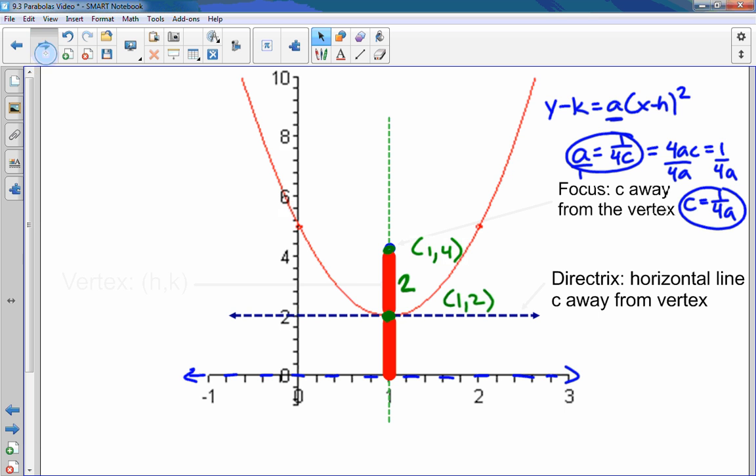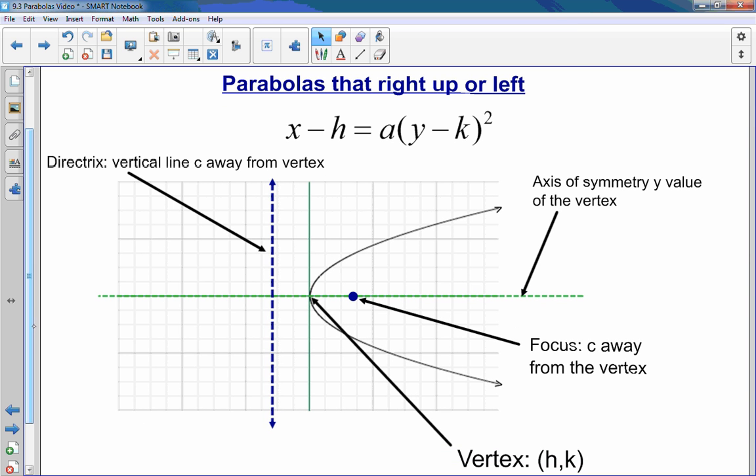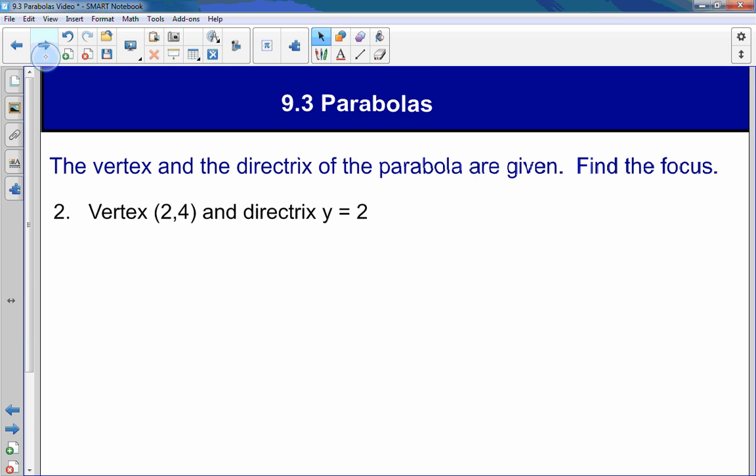Okay, here's all the important stuff that you need to know for parabolas that open right, not right up, but right or left. The axis of symmetry is going to be the y value of the vertex. So it'll be in the form of y equals some horizontal line. The directrix is going to be a vertical line that is C away from the vertex. They have to be the same distance. The focus is also C away from the vertex. Okay, so let's look at some examples.